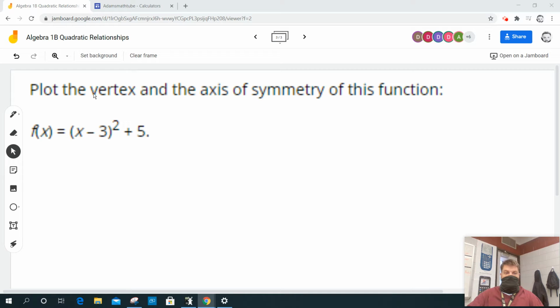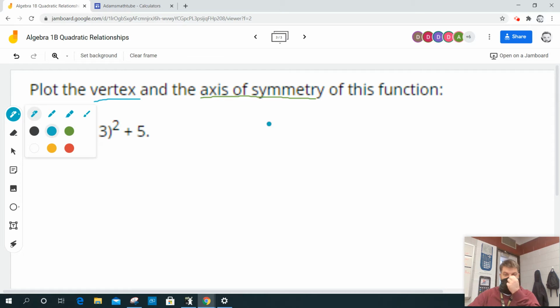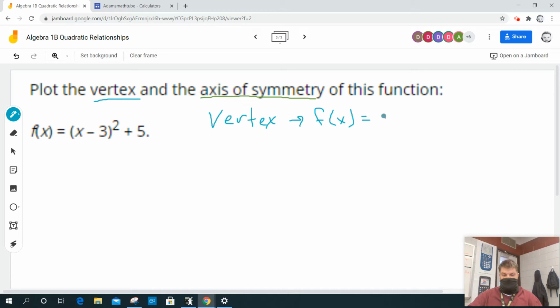They want us to plot the vertex and then graph the line of symmetry for this function. Well, first and foremost, before I graph this, I already know that this is written in the vertex form. What is the vertex form? f of x is equal to a times x minus h squared plus k, where the vertex is h comma k.